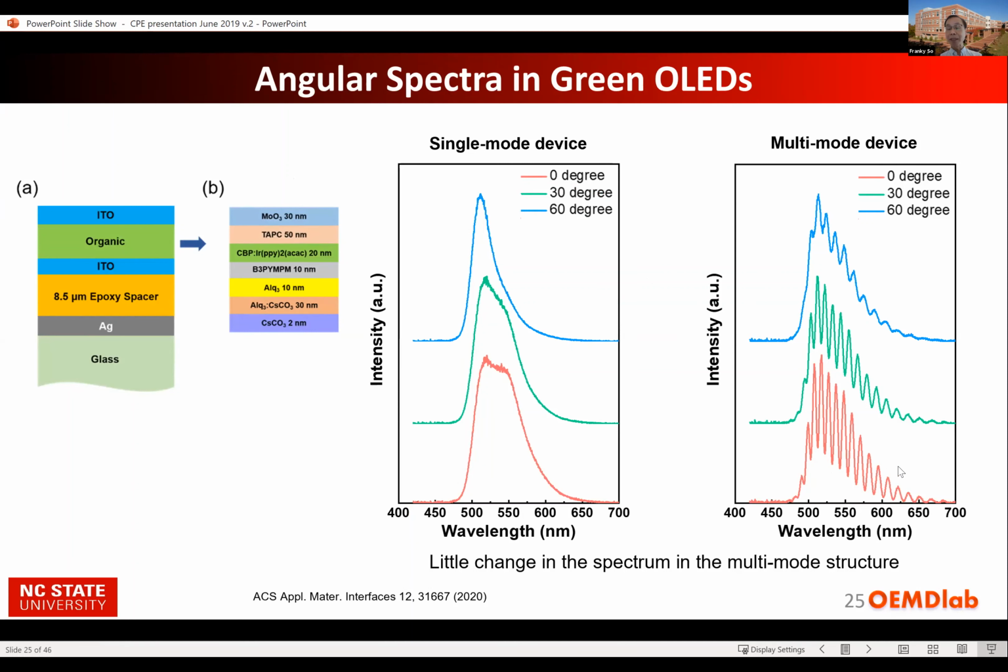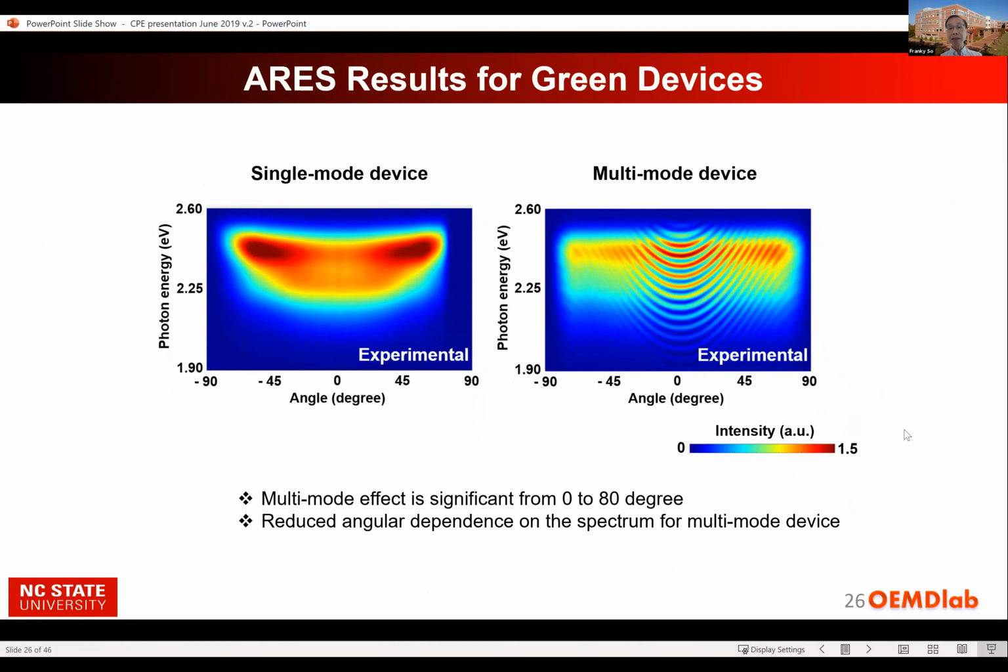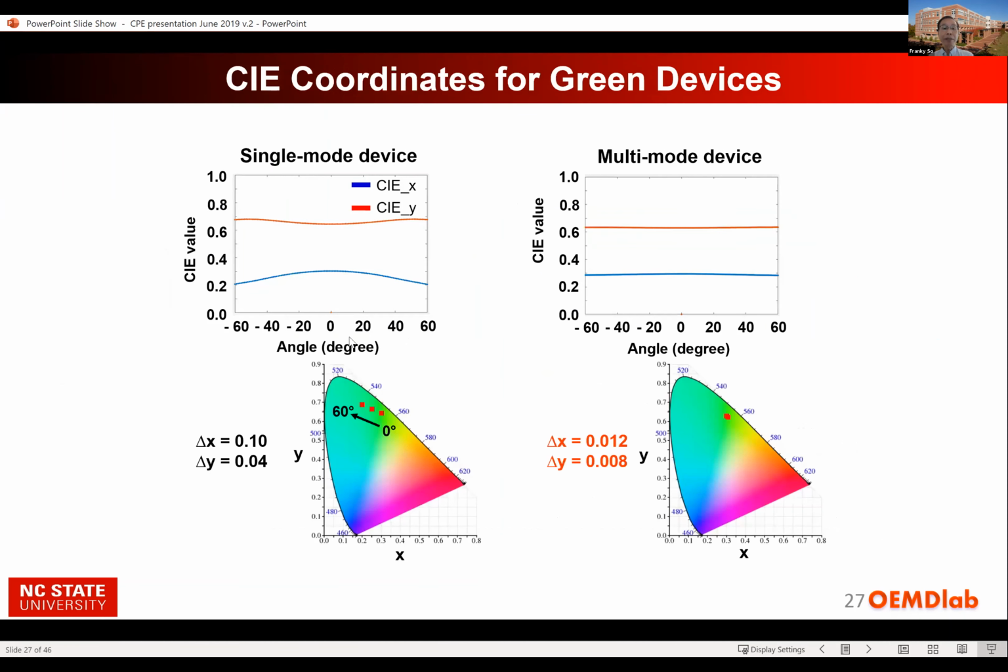You can just count how many modes. Here you have about 15, 60 modes present. And this is, again, the ARES measurements. With this, we are able to significantly reduce any color shift. You can see that there's very little change in the CIE coordinate as you change the angle.